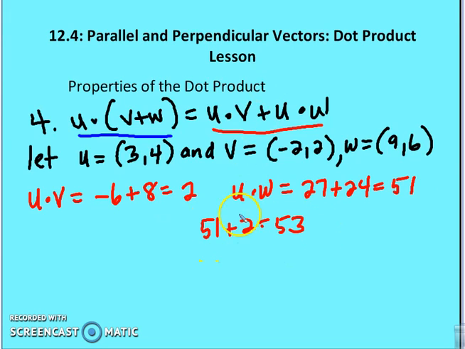All right, so you should also get 53. u · v is going to be 2. u · w is 51. 51 plus 2 is 53. So this also checks out as well.